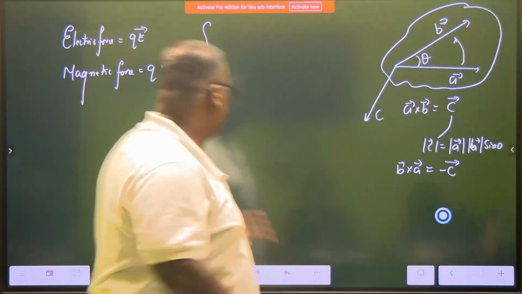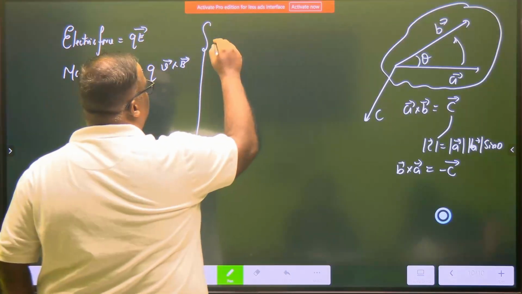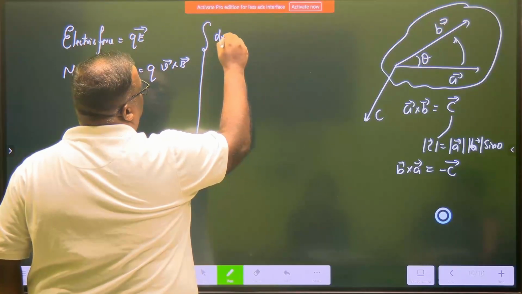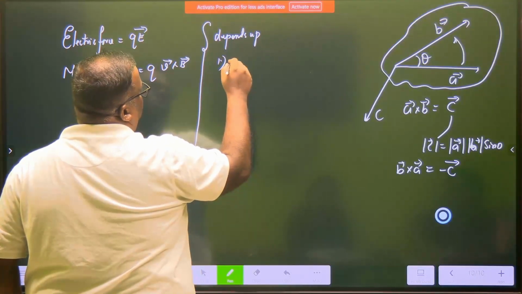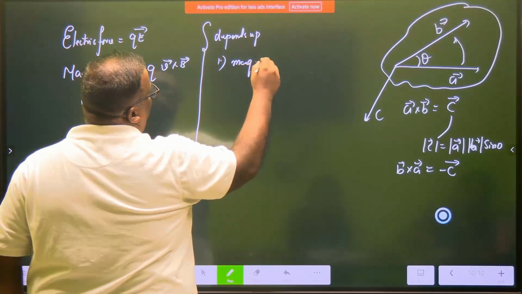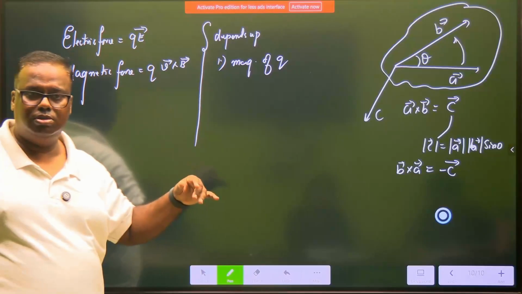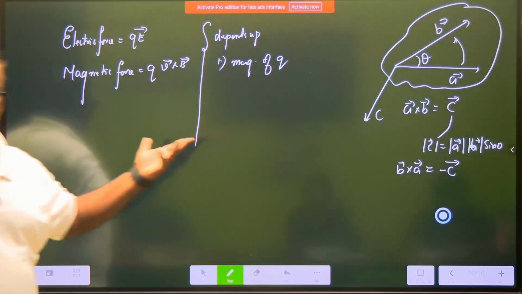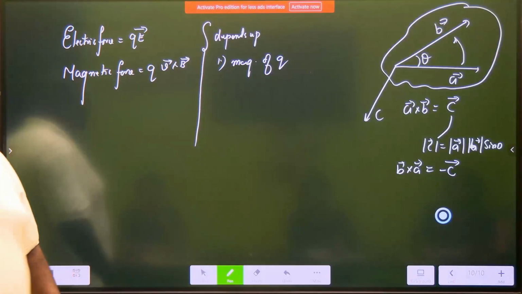Clear? So let's go back here. If we see magnetic force, this magnetic force depends upon, number one, the magnitude of Q. Greater the value of Q, greater will be the magnetic force.